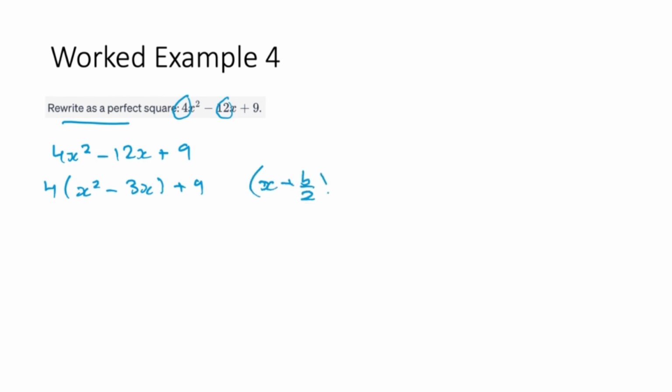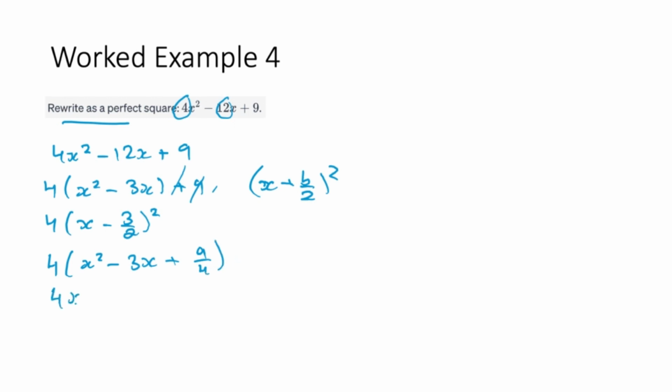I'm going to keep writing this down till it engraves into your head. So 4(x minus 3 over 2) squared. Remember, remove this number. Then you expand. So 4x squared minus 3x plus 9 over 4. Keep expanding. So 4x squared minus 12x plus 9. Then you compare your new expression with the old one, and as you can see, it's the same. So the perfect square is 4(x minus 3 over 2) squared. So this would be your answer.